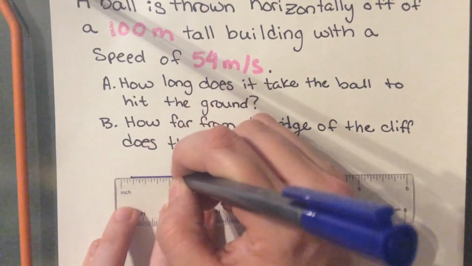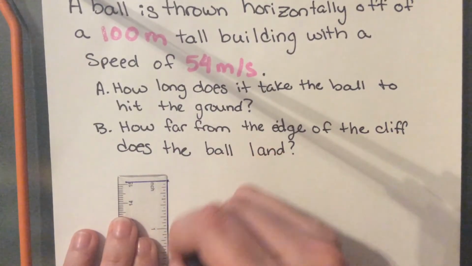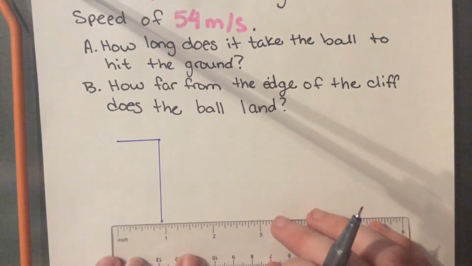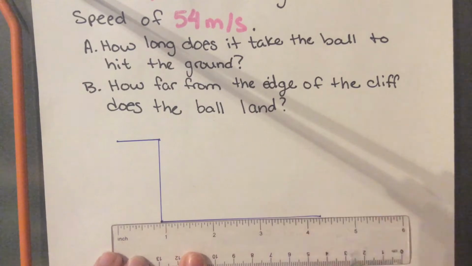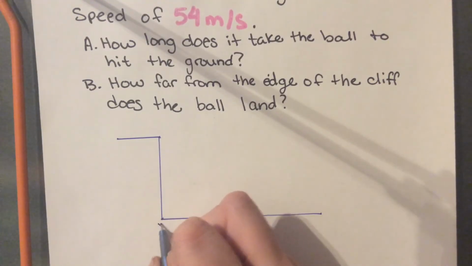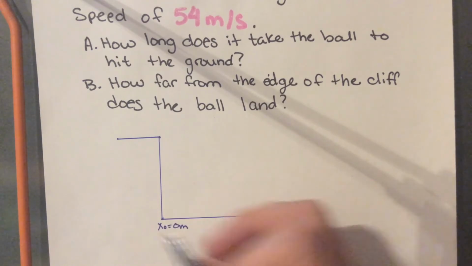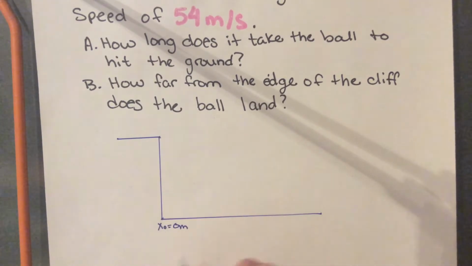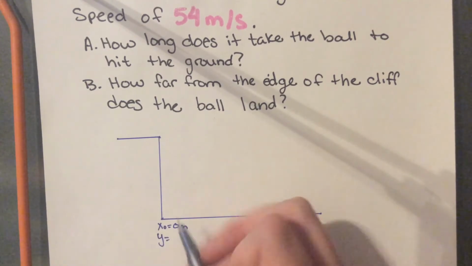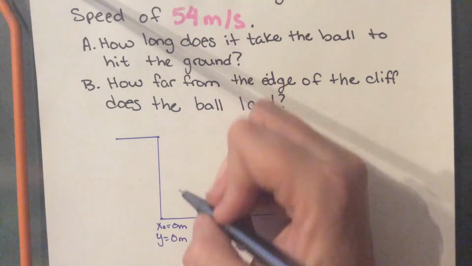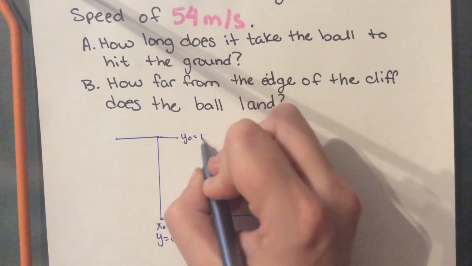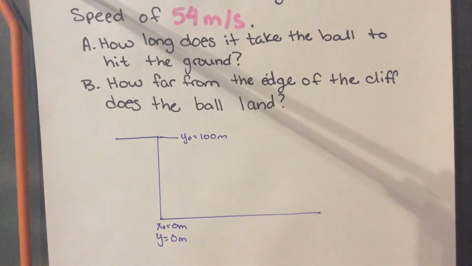All right, so I have my lovely building, my lovely ground. We're going to go ahead and assume that this little corner down here is going to be my x naught of 0 meters. It's also going to be where my ball ends up when it hits the ground, so that's also my y, and that's also 0 meters. My ball does start at the top of that cliff, so this right here is going to be my y naught of 100 meters, since that's the height of my cliff or building.